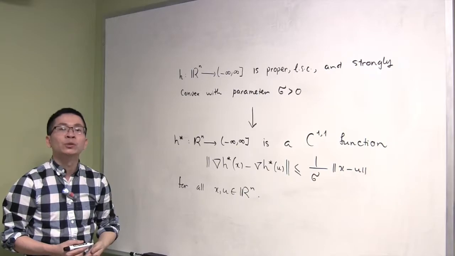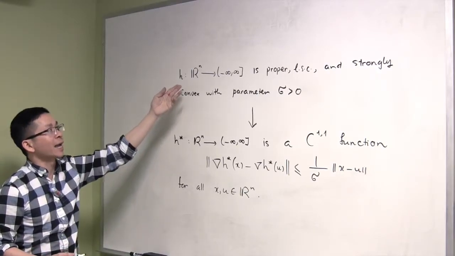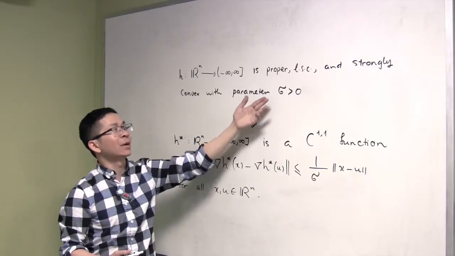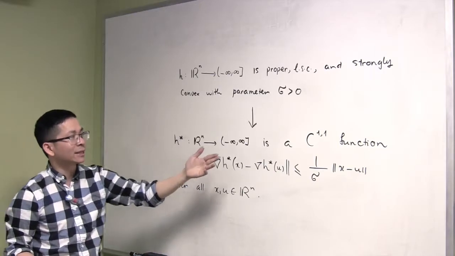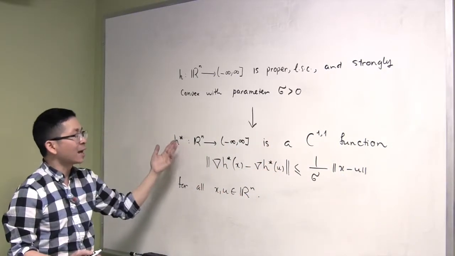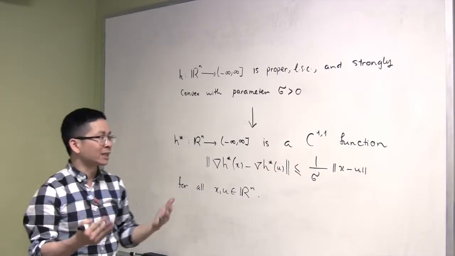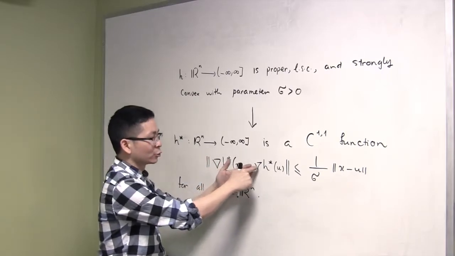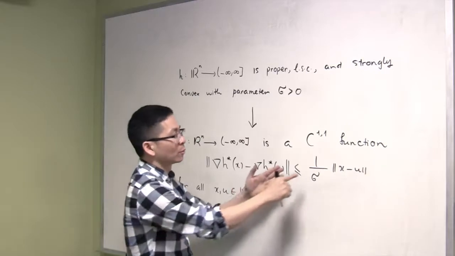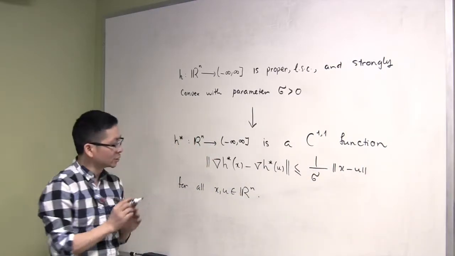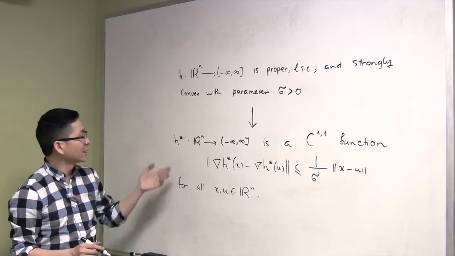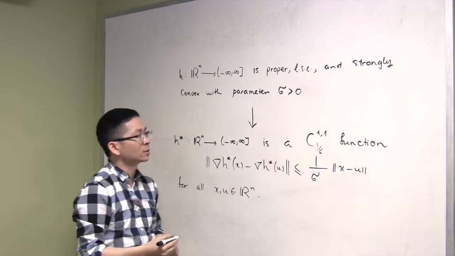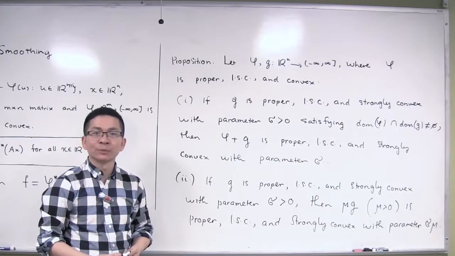To move on, I would like to recall an important result. If h from R^n to the extended real line is proper, lower semi-continuous, and strongly convex with parameter sigma greater than 0, then its Fenchel conjugate is a C^{1,1} function. It means that h star is a C^1 function and its gradient satisfies the Lipschitz condition in the sense that the Euclidean norm of the gradient of h star at x minus the gradient of h star at u is less than or equal to 1 over sigma times the norm of x minus u, and this is true for all x and u in R^n. Okay, so h star is a C^{1,1} function, and we can also put 1 over sigma here to be precise.